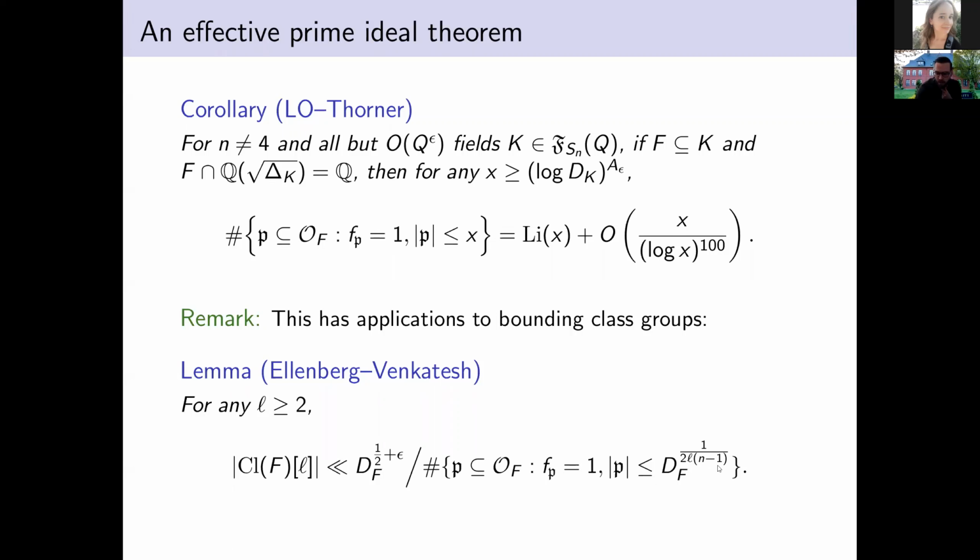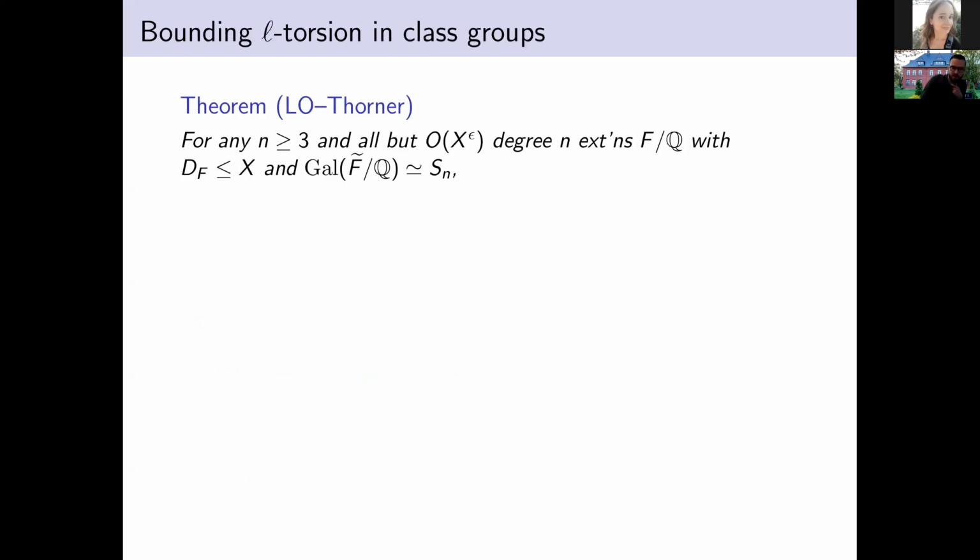This bound on the size of the discriminant is way too small for something like the Lagarias and Odlyzko style Chebotarev theorem to tell you anything. But it's actually perfect for the effective prime ideal theorem that Jesse and I prove. As a consequence, we're able to show that, for example, for any n greater than 3, and all but a teeny exceptional set, O of x to the epsilon, of degree n extensions that have total Galois group Sn, you're able to get this bound on the size of the l-torsion subgroup of the class group.